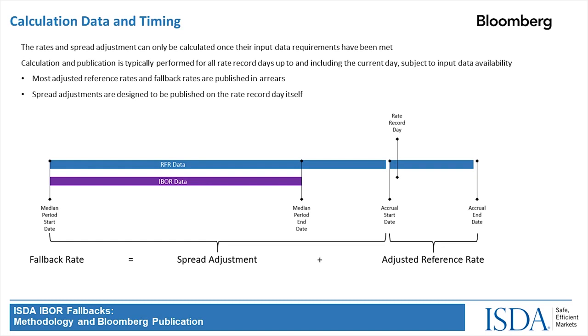The spread adjustment for a given rate record day should be available on that date. This is because it is constructed so that no data after a cessation trigger is included in its determination. The diagram shows a timeline of the typical requirements for the calculation of values for a rate record day. In the spread adjustment, the reference rate data required in excess of the IBOR data is that required to complete the accrual periods for the adjusted reference rates up to the median period end date.